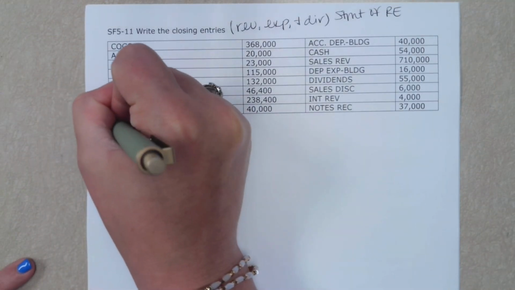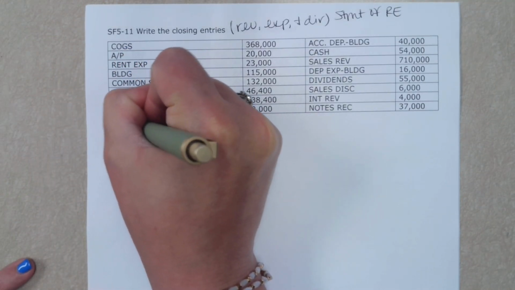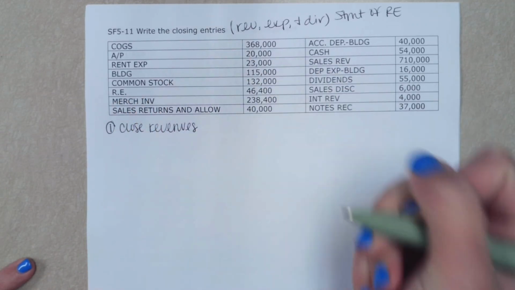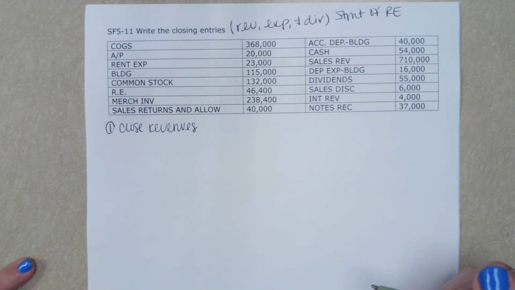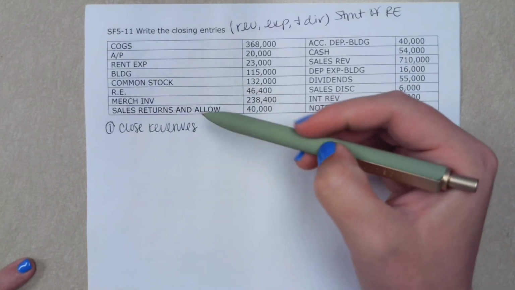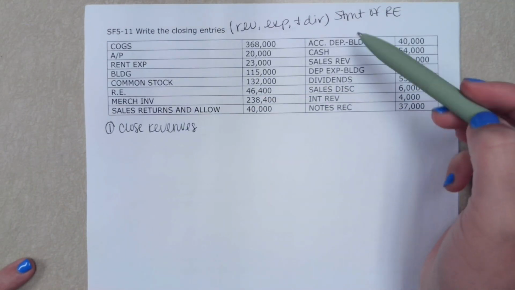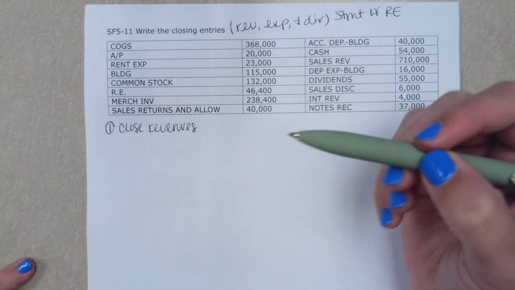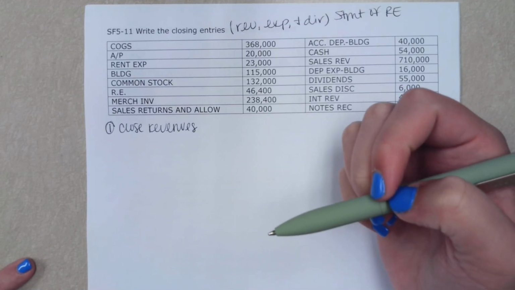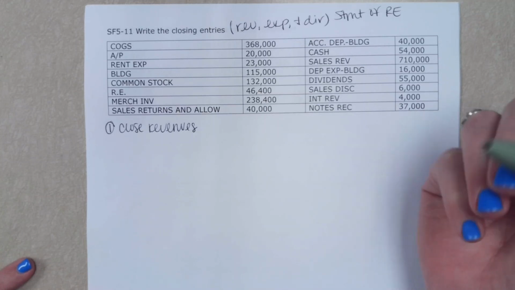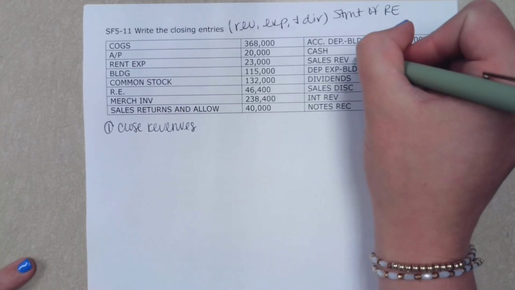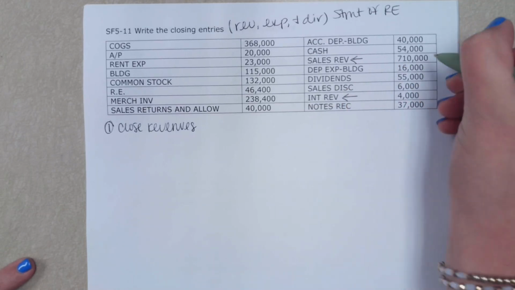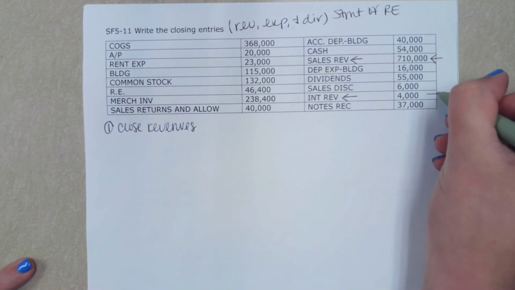So our first entry is going to be to close revenues. So we're looking for revenue accounts. Also, I apologize for so many abbreviations here. I was trying to make it fit just right in our box. Alright, so we're looking for revenue accounts. I see sales revenue over here, and I'll also see an interest revenue. So both of these will need to be closed out.